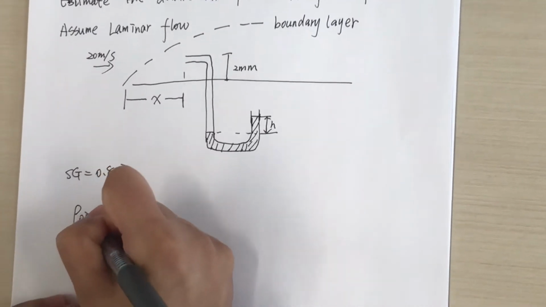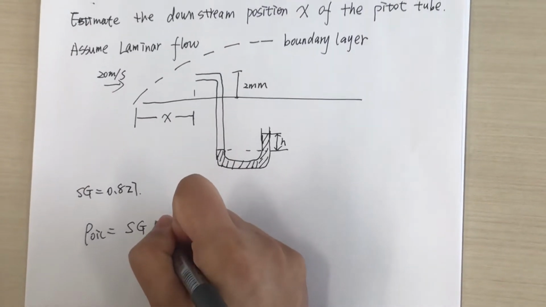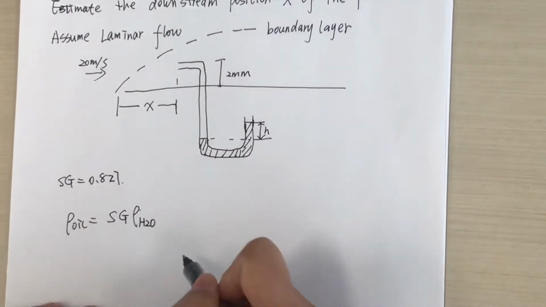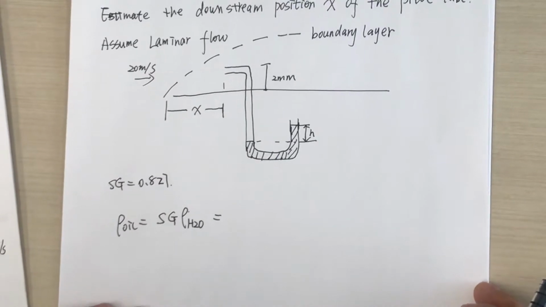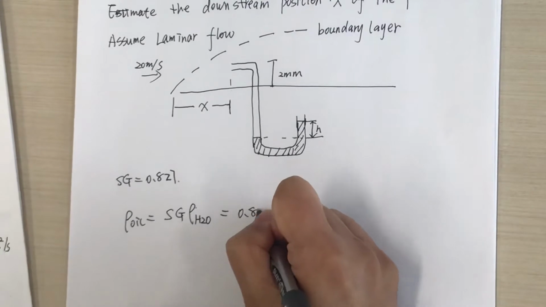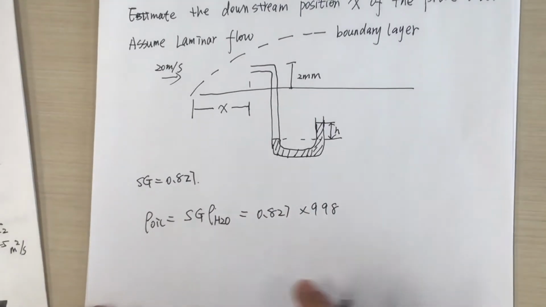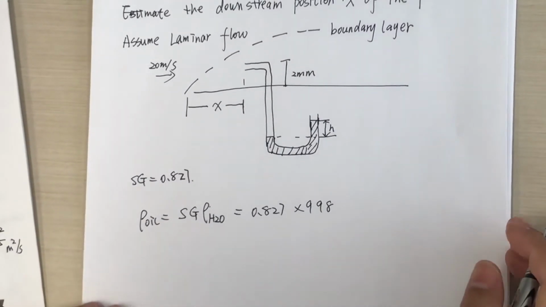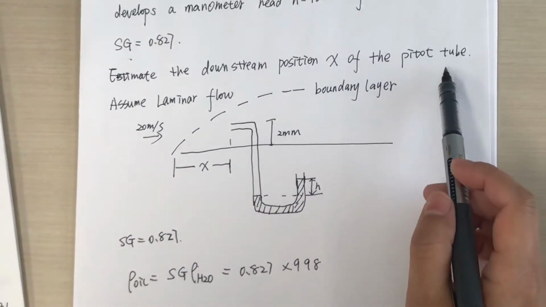So the raw oil density should be the specific gravity times the density of water. Then you can get the oil density here. The question is to estimate the downstream position X of the pitot tube.